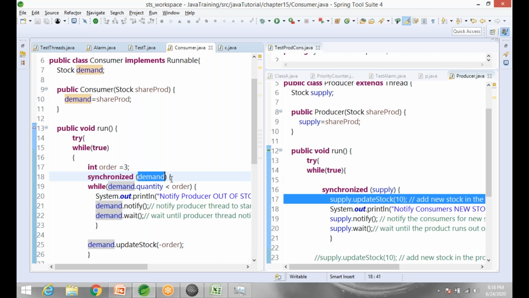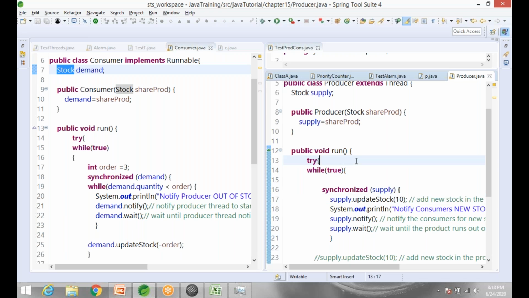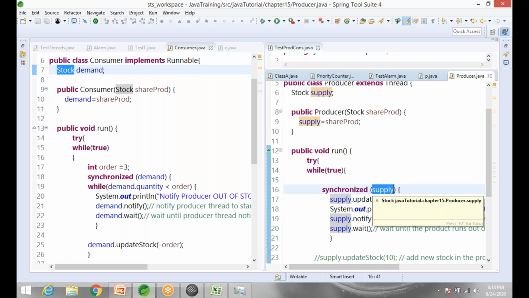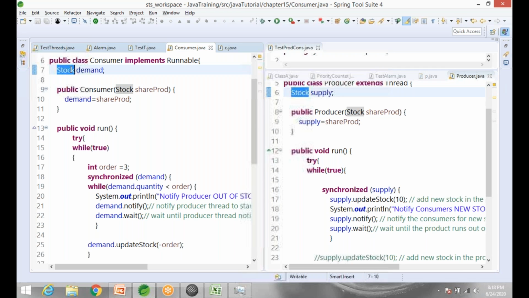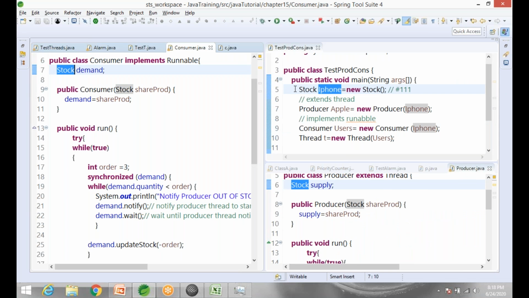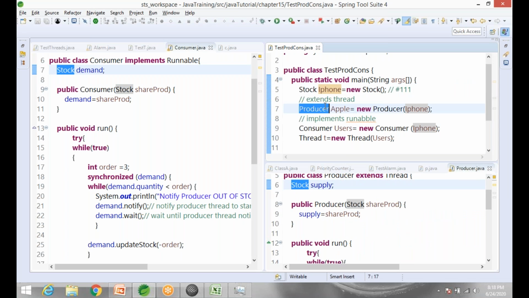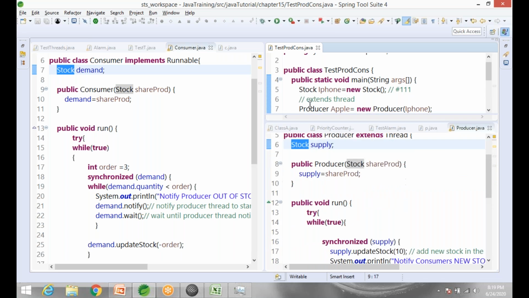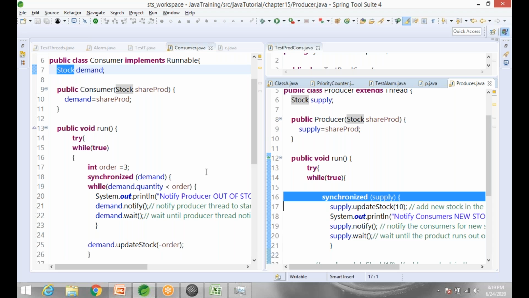So what is the demand object data type? Stock. In the producer program, I'm synchronizing on a variable called supply. What is the data type of supply? Stock. They both are synchronizing their activity on the same stock object that we gave to them. The same stock object which we shared with producer and consumer is now being synchronized on. Okay, that's what this first line is.